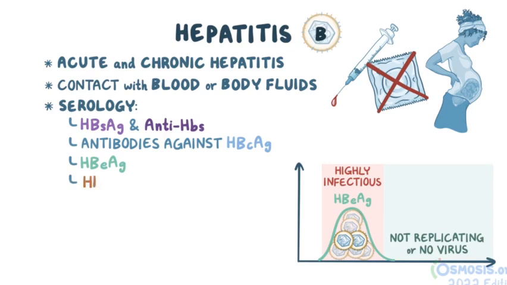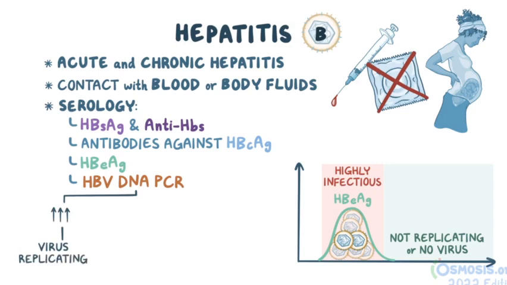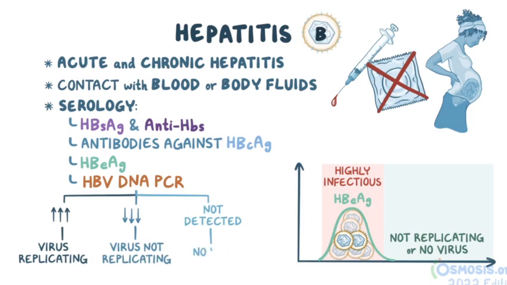There's also HBV DNA PCR, or hepatitis B virus DNA PCR, that can be sent, and it usually mirrors HBeAg, but gives even more information. High HBV DNA levels mean that the virus is actively replicating and highly infectious. Low HBV DNA levels mean that the virus is around but not actively replicating, and having no detectable HBV DNA means that there's no virus.